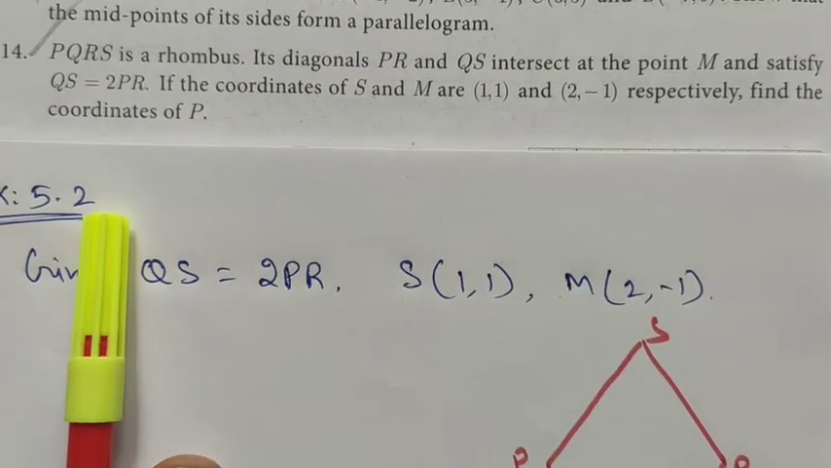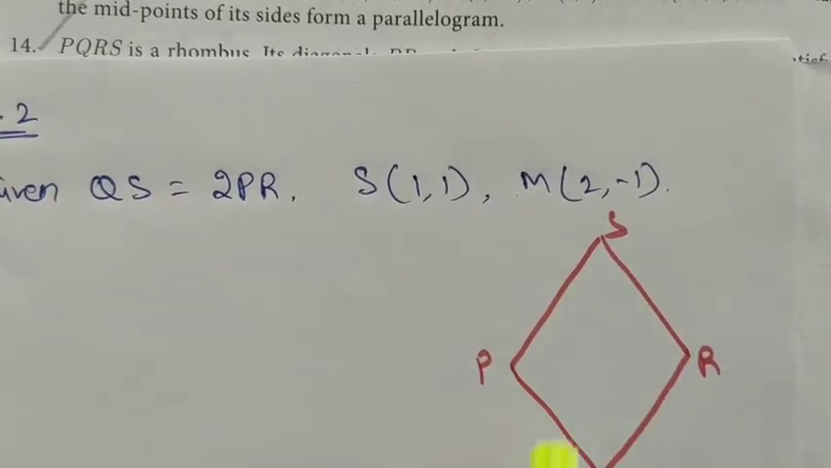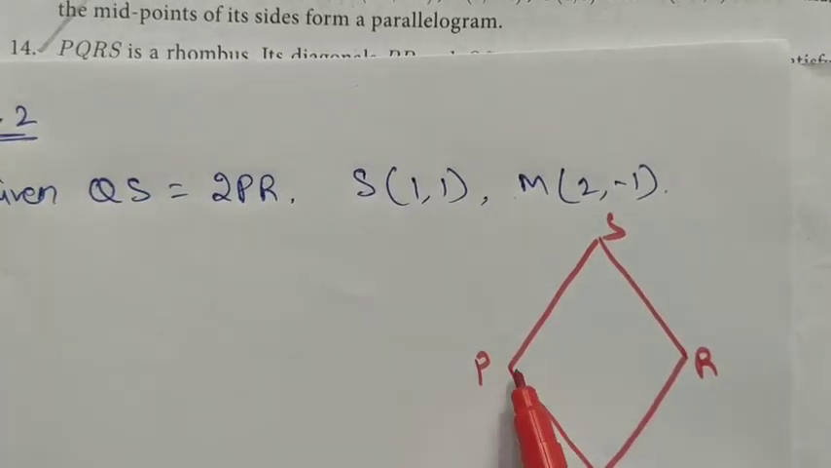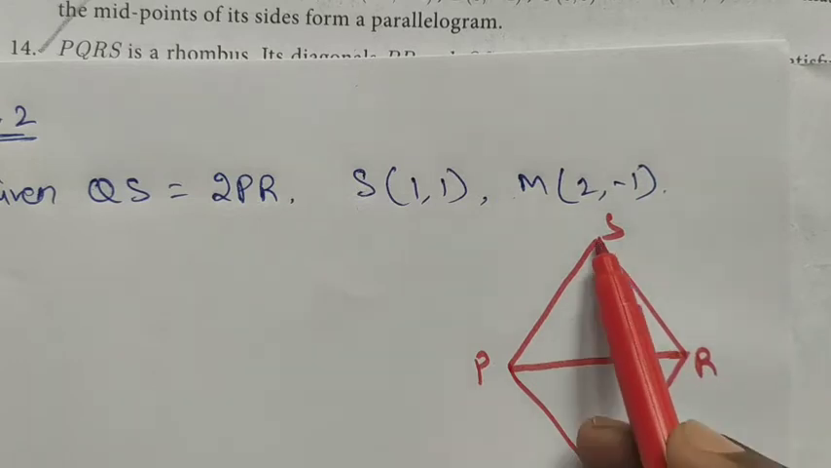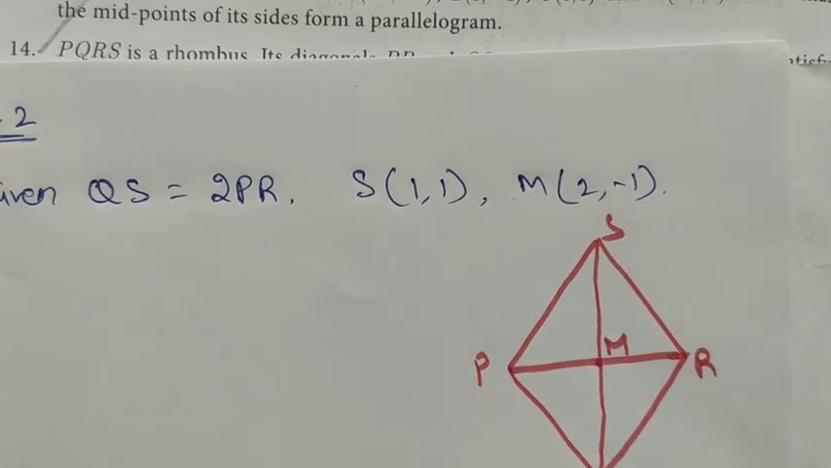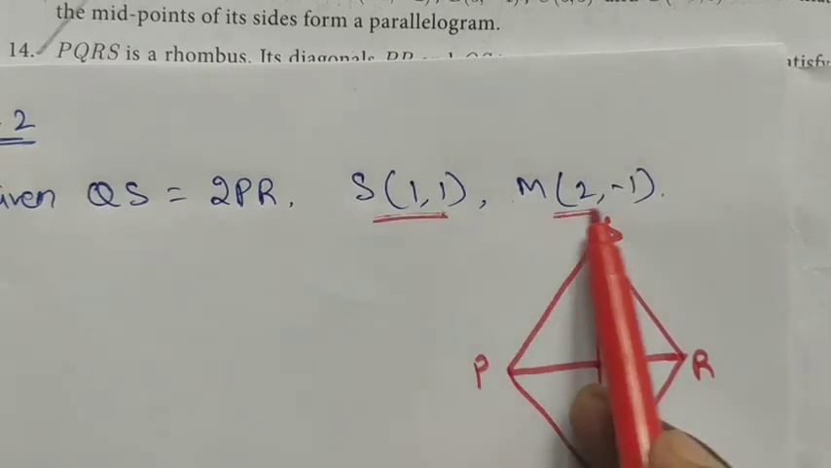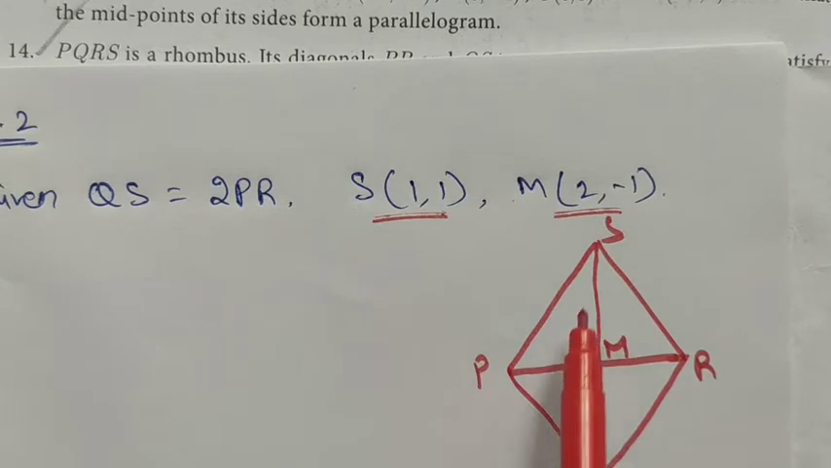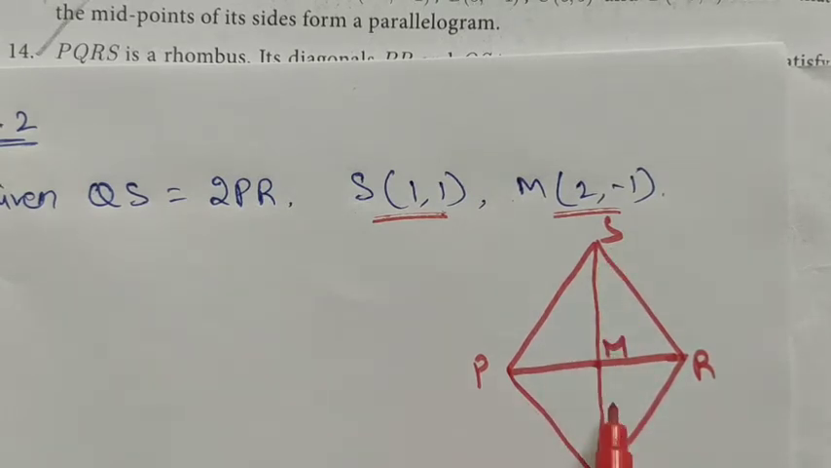By the given condition, PQRS is a rhombus and the diagonals PR and QS intersect at M. This is the M point. Now the two points S and M are given. The condition is that QS is 2 times PR. That is the given condition. We want to find the coordinates of P.